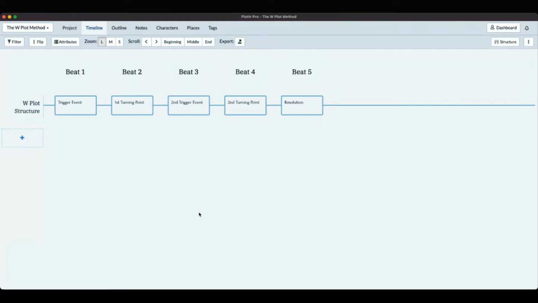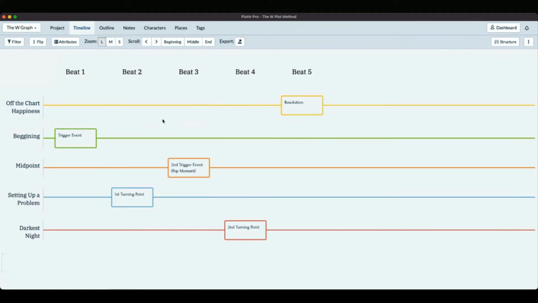But how does that actually work? Well, let's take a look at a plotter file using the W plot structure and see what it looks like. Okay, so you're going to see your five beats here immediately: the trigger event, the first turning point, the second trigger event, the second turning point, and the resolution. And we're going to look at each of these and look at why this looks like a W. To do that, I'm going to switch to a graph method, which wouldn't necessarily be the way I would plot something normally, but I've broken this apart into its parts.